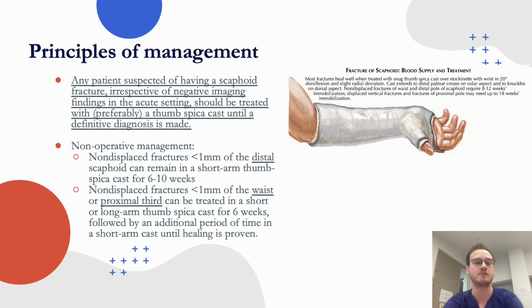There are some non-operative features of management, and these are for fractures of the distal scaphoid that are non-displaced, by less than 1 millimetre. And so these patients can remain in short arm thumb spica casts for 6 to 10 weeks. Also, patients who have fractures of the waist or the proximal third of the scaphoid and are non-displaced by less than 1 millimetre can also be treated in a similar fashion, followed by an additional period of time in short arm casting until healing is proven, so shown on radiography or other imaging.